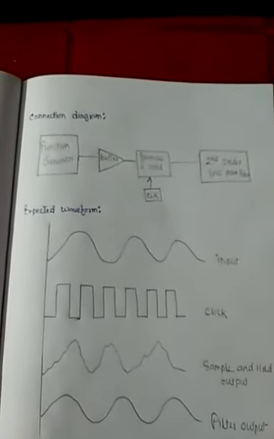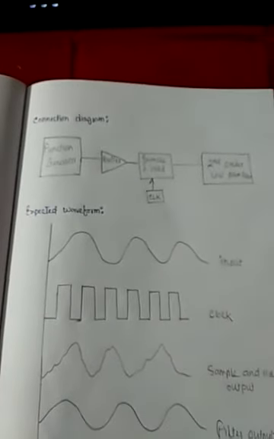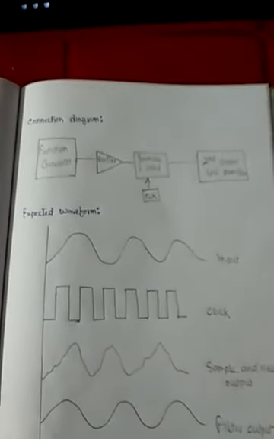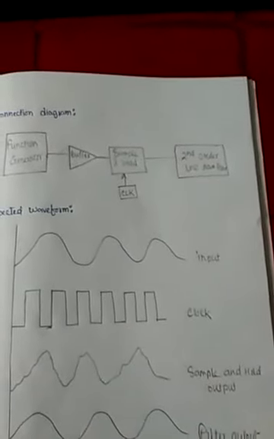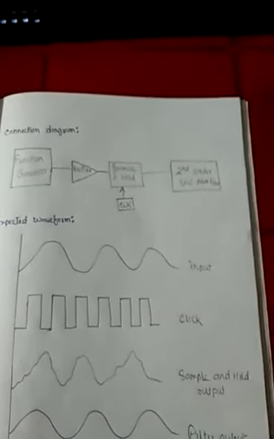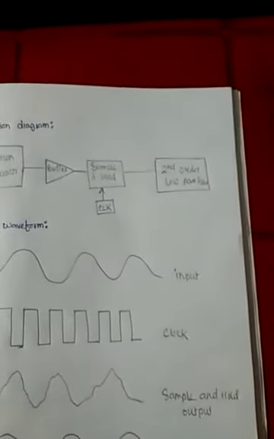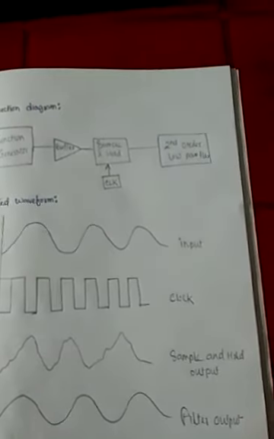This is our connection diagram for doing the sampling by the method of sample and hold circuit. In this diagram we observe one function generator, then a buffer circuit, then the sample and hold circuit, which will be triggered by a clock circuit. At the end there is a filter circuit to filter the noise.